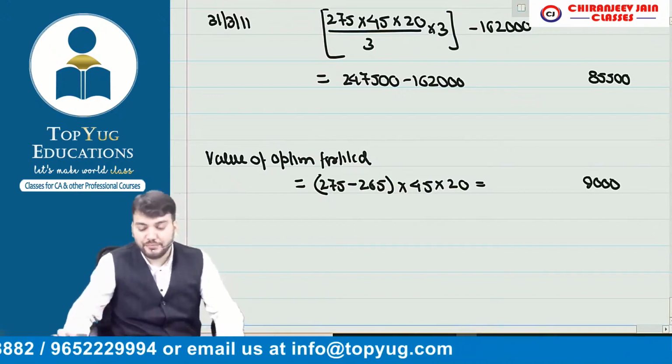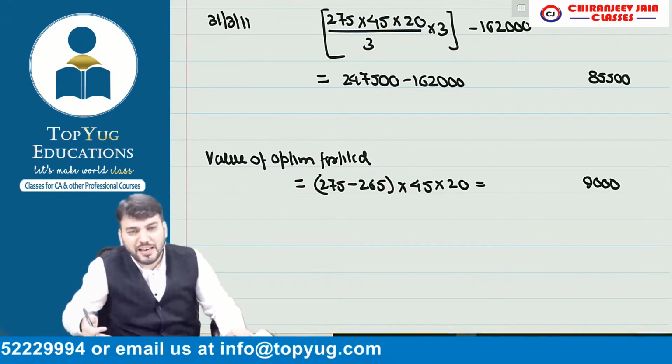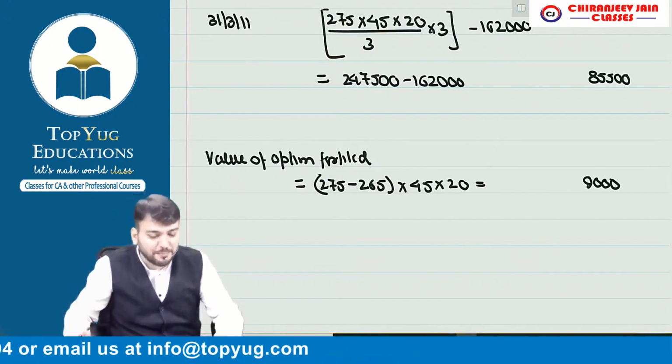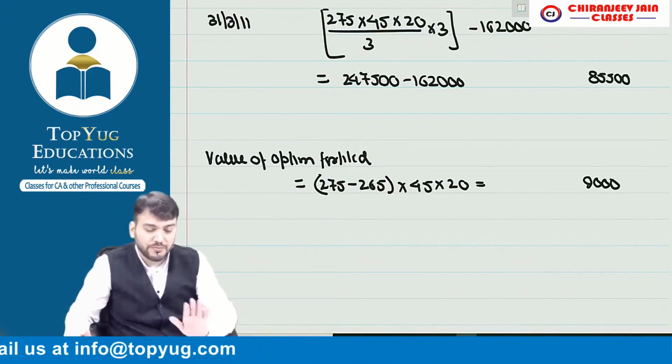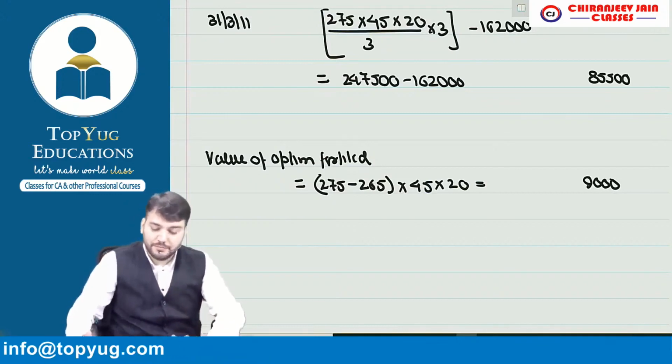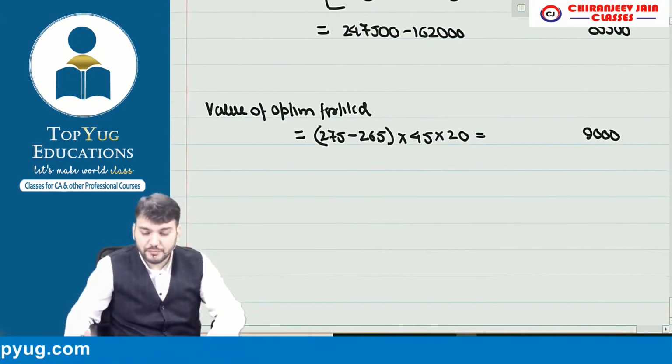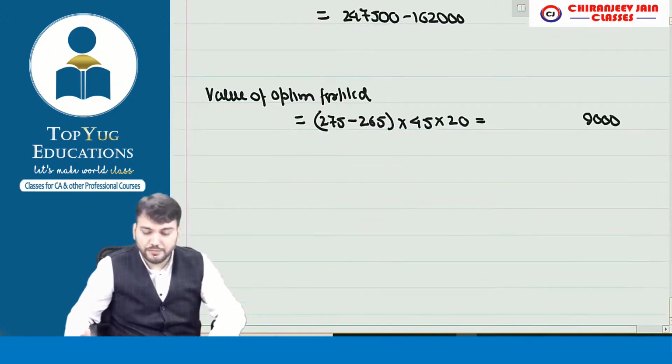Understood? Correct. Of course, if they ask for a journal entry, you can do it. Journal entry is very simple, you can do it on your own. Correct? इतना समझ में आया? Have you understood? Any doubt?